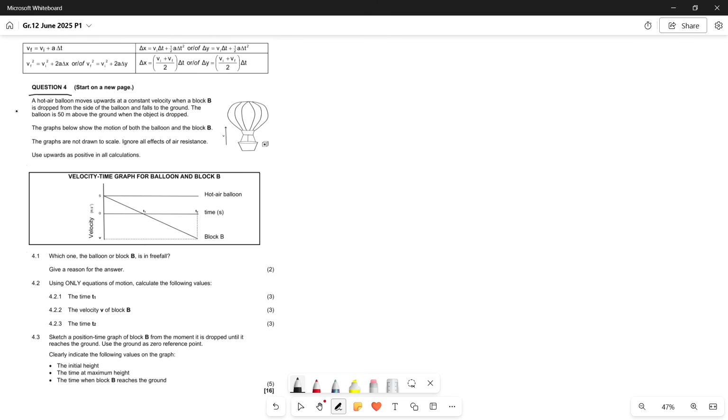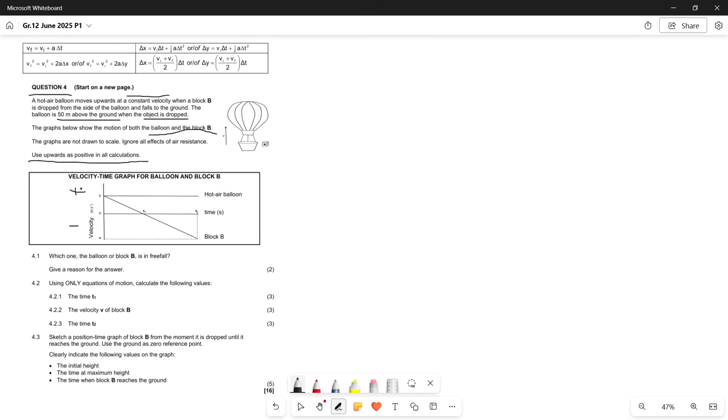So question 4 says a hot air balloon moves upwards at a constant velocity. That is important. A block B is dropped from the side of the balloon and falls to the ground. The balloon is 50 meters above the ground when the object is dropped initially. The graphs below show the motion of both the balloon and block B. The graphs are not drawn to scale. Ignore all effects of air resistance. Use upwards as positive in all calculations.